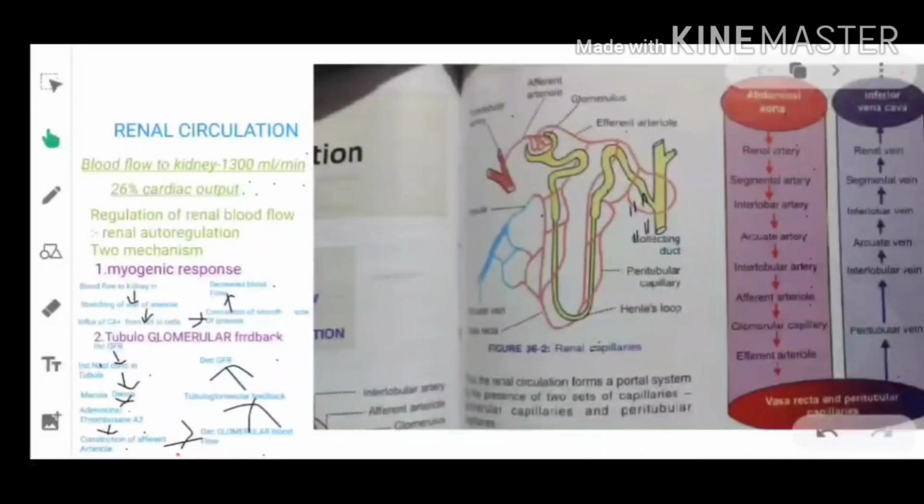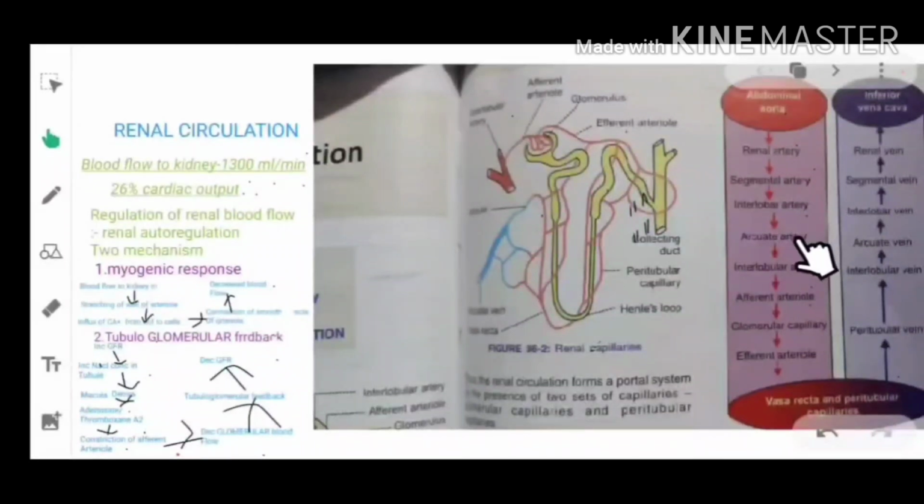Now we will study the flow of the blood through the arteries and vein, that is renal artery and vein. What happens is, from the abdominal aorta, the renal artery arises, which gives the segmental artery, which divides into the interlobar artery. Then after this interlobar artery, the blood travels through the arcuate artery.